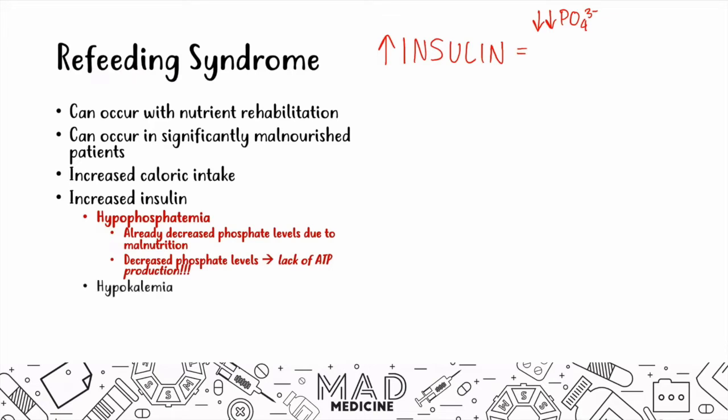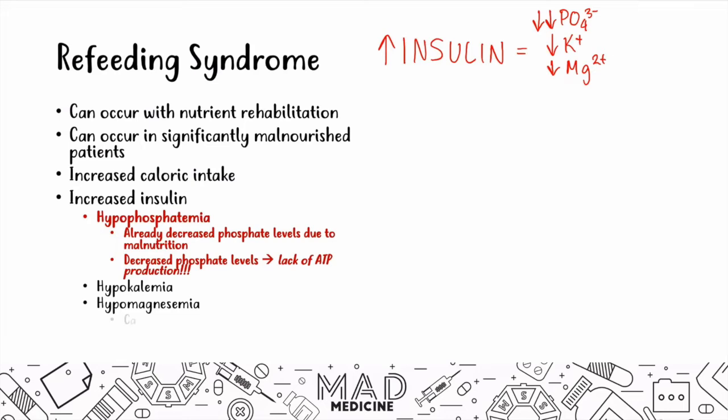Another thing that can happen is hypokalemia. Insulin is going to induce a decrease of their potassium stores, as well as their magnesium stores. Now, if you guys don't know this already, magnesium and potassium stores are very closely linked. If one goes down, the other one's going to go down. If magnesium's low, potassium is going to be low. And you can't fix potassium before fixing magnesium. So magnesium and potassium stores are both going to be low.